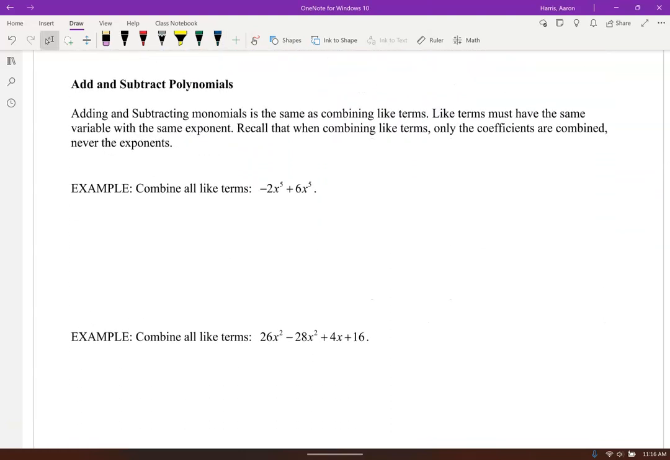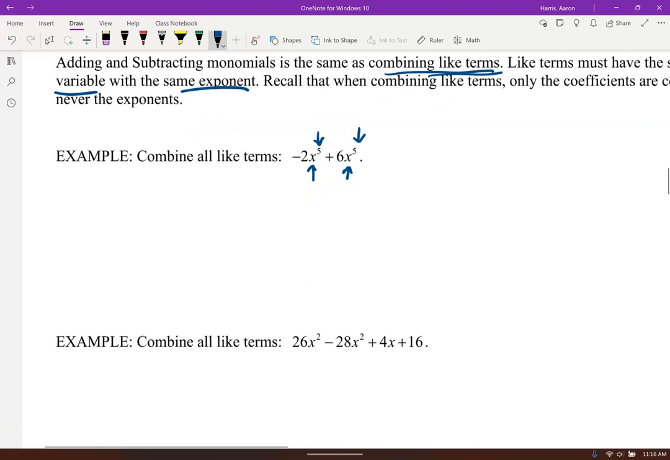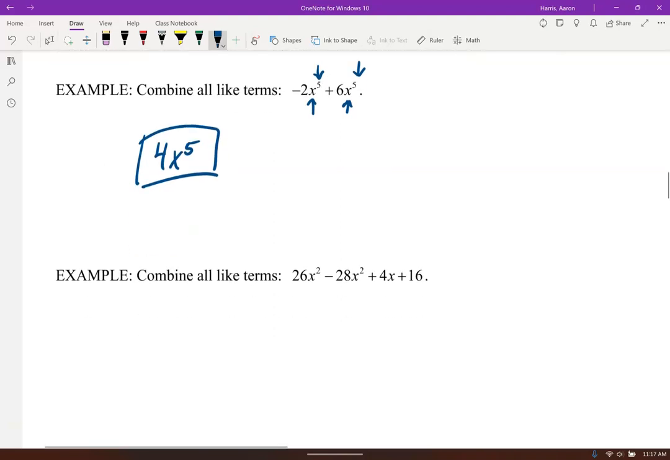All right, when you're adding and subtracting, you have to have like terms, right? Like terms have the same variable and the same exponent. We've mentioned this before. That's the only way you can add and subtract polynomials. So here we've got negative 2x to the 5th plus 6x to the 5th. So I say, well, are they both a variable x? Yes, they are. Are they both the exponent 5? Yes, they are. So can we add them? You bet we can add them. Negative 2 plus 6 is 4x to the 5th because they're like terms.